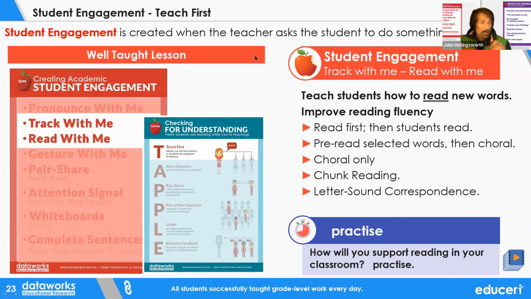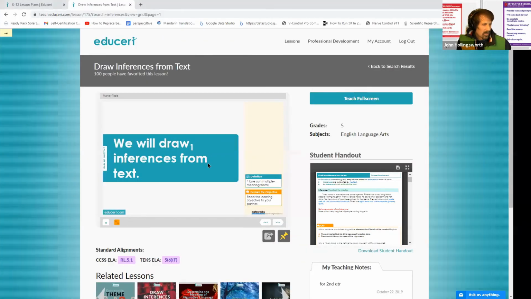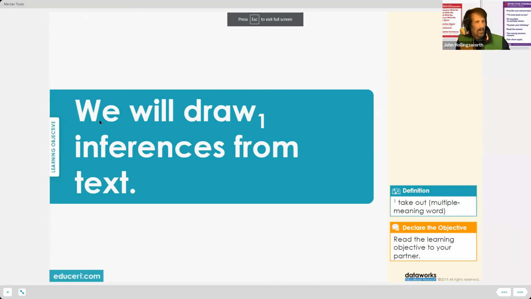Okay. So let's look at a lesson. The one we just had a minute ago. I'm just going to do some choral reading right here. We'll pretend I've pre-pronounced. Students, we have the learning objective up here. Let me read it. We will draw inferences from text. Class, let's read. We will draw inferences from text. All right, let's have the A partners read to the B partners. What are we going to do today? A's read.